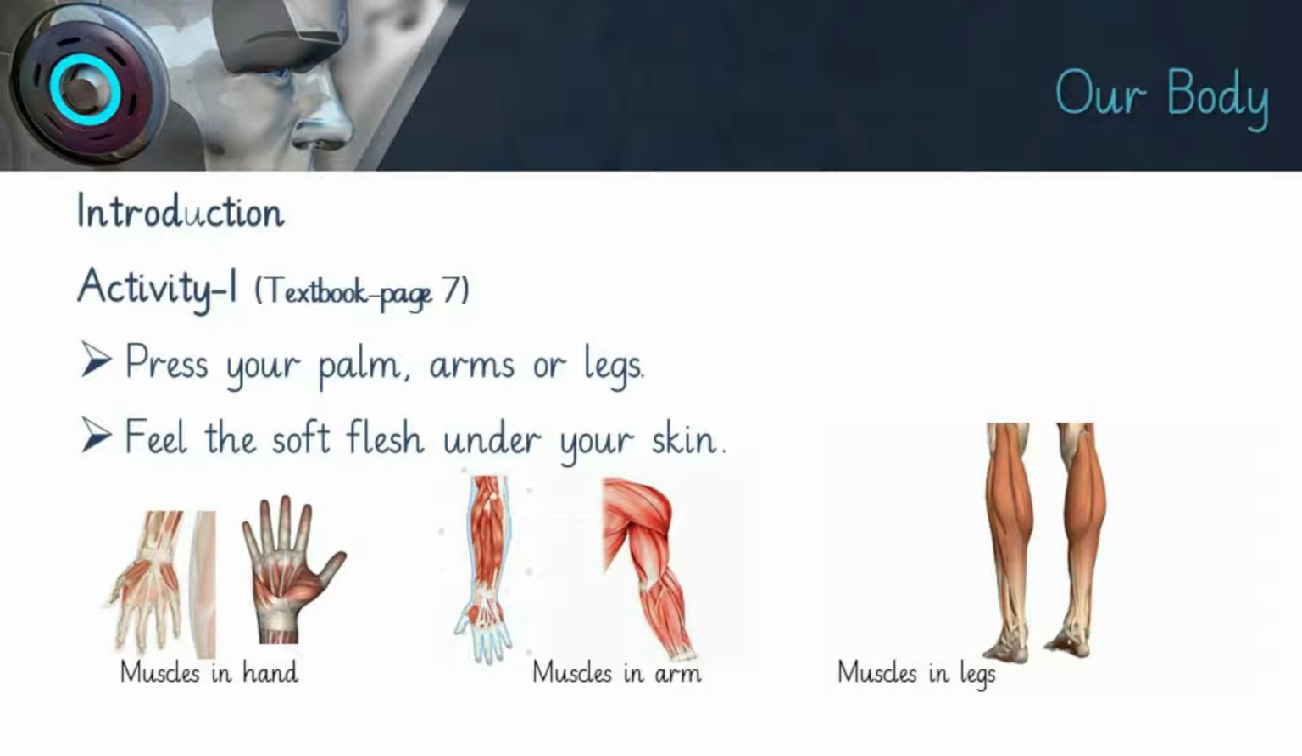What you have to do is to press your palm, arms or legs and feel the soft flesh under your skin. Yes, this soft flesh are muscles. You can feel it in the soft parts of your hand, arms or legs. What do muscles look like in our hand, arm or legs? You can observe it in the given pictures as well.